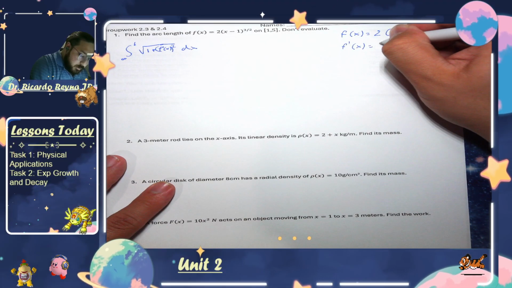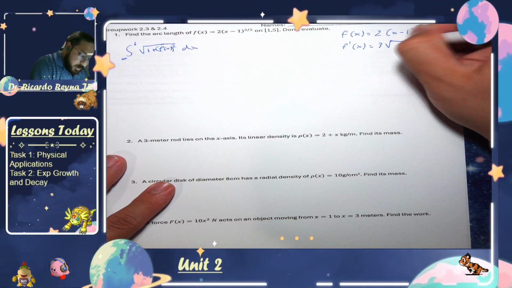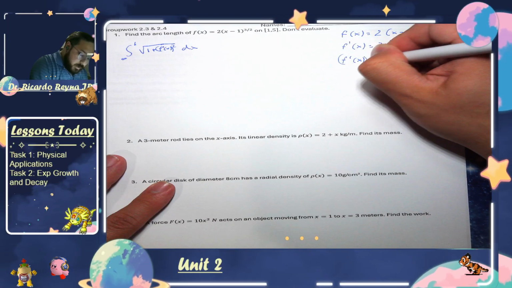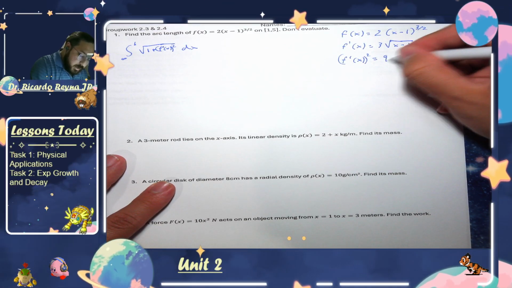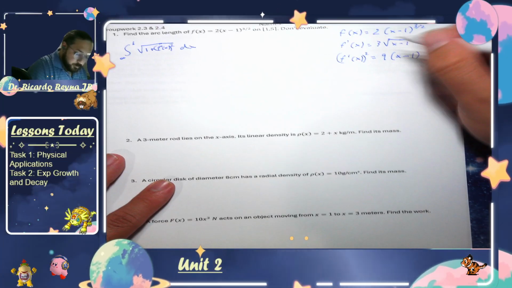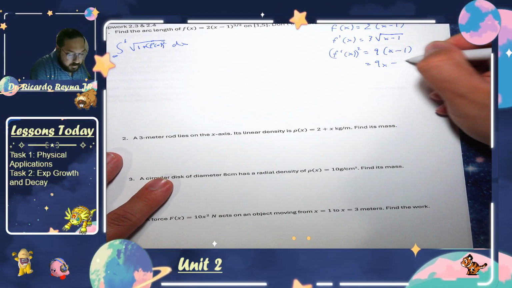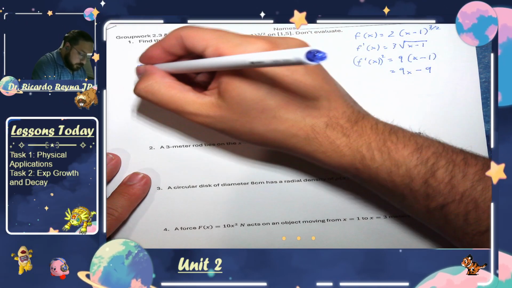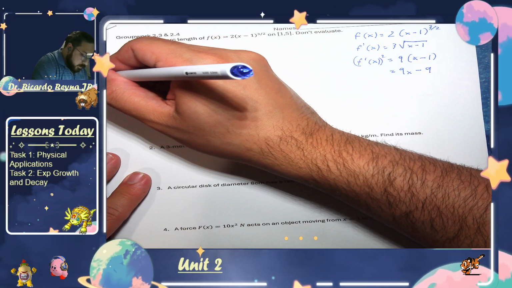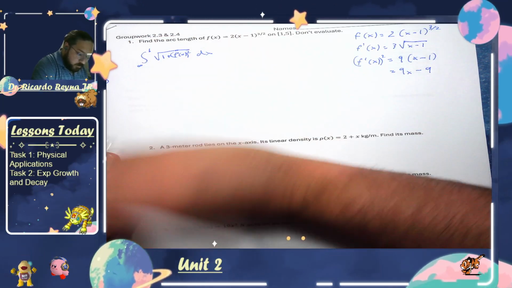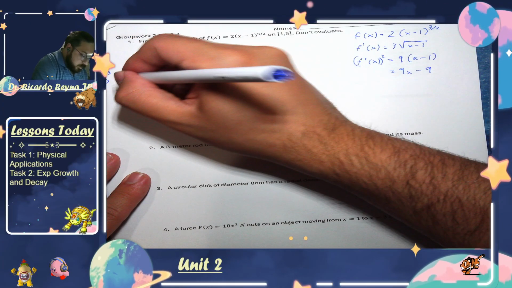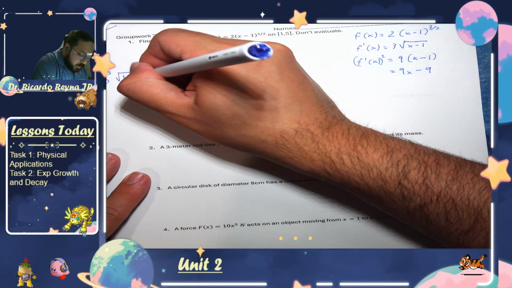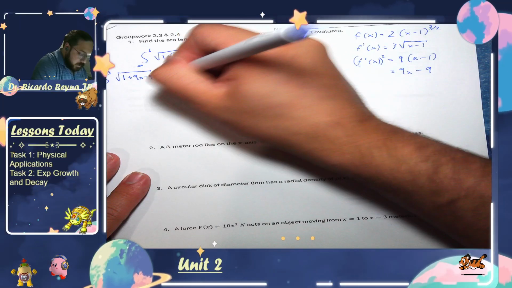We get 3 square root of x minus 1. And then we square the whole thing, and we get 9 times x minus 1, and that's going to get 9x minus 9. So now we have that whole expression. We can plug it in. Let's just start from here. It says from 1 to 5, the integral of the square root of 1 plus 9x minus 9 dx.